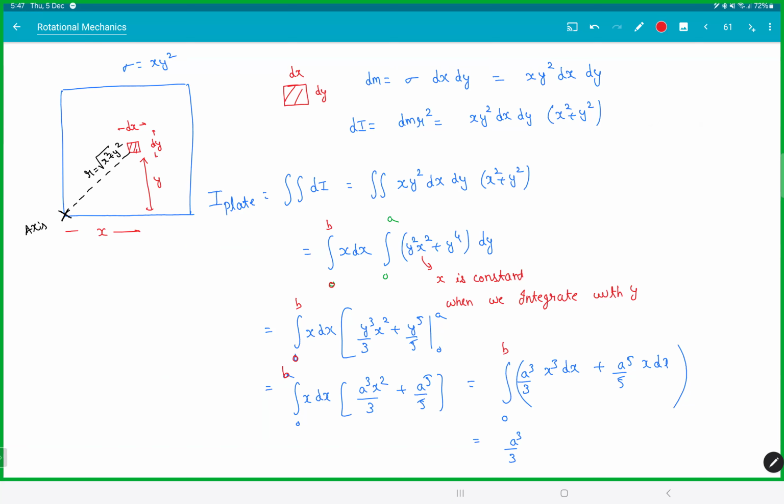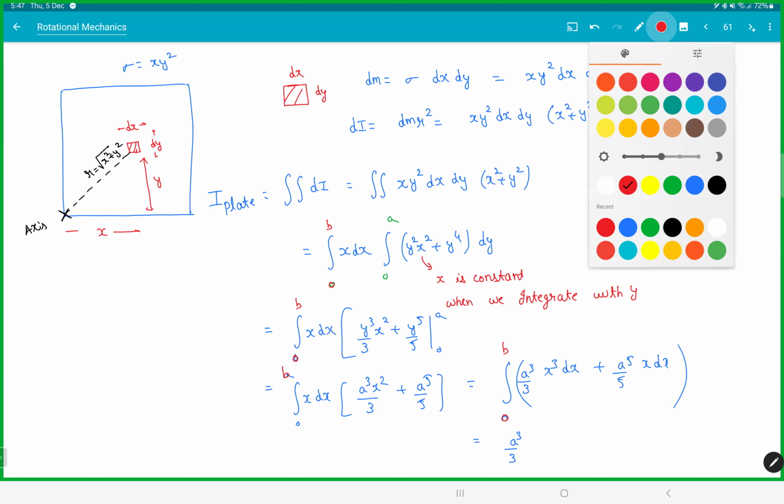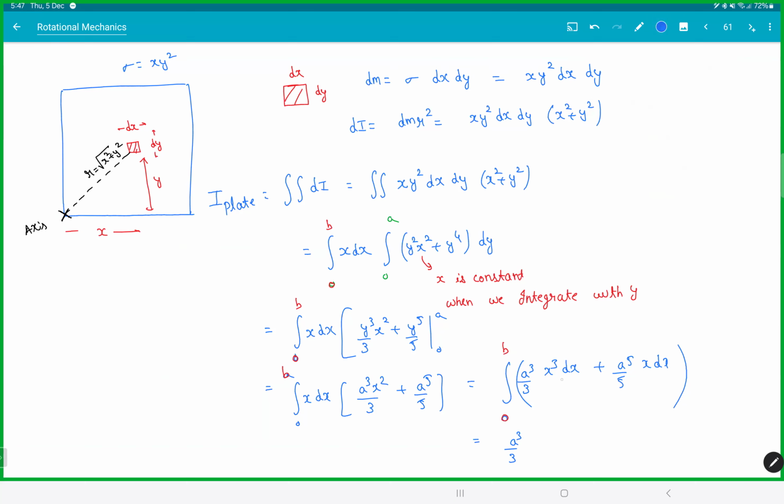If everything looks like b only, you will feel confused. So now when you put the limits of b, x cube dx will be b power 4 by 4 plus a power 5 by 5 into b square by 2. That's your answer.